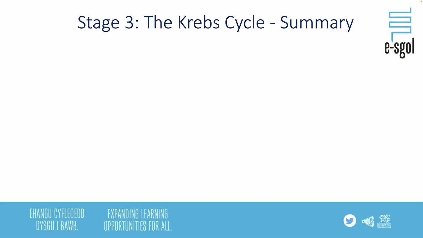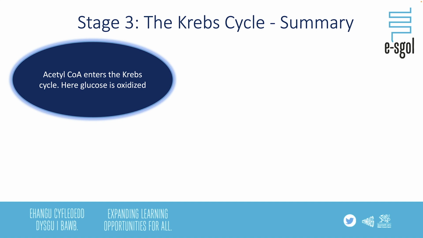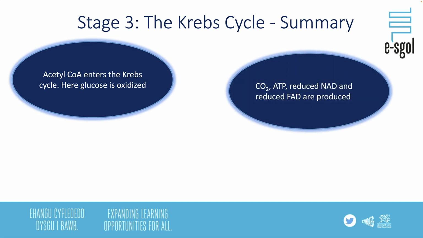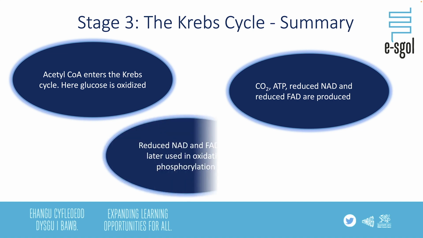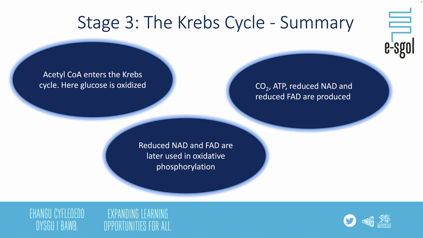Now let's look at the third stage of aerobic respiration, the Krebs cycle. In brief, the acetyl-CoA enters the Krebs cycle. Here glucose is oxidized. Carbon dioxide, ATP, reduced NAD and reduced FAD are produced. The reduced NAD and FAD will be used later, during oxidative phosphorylation.